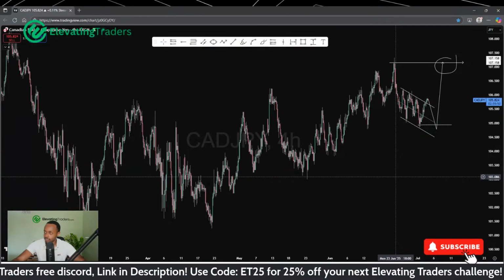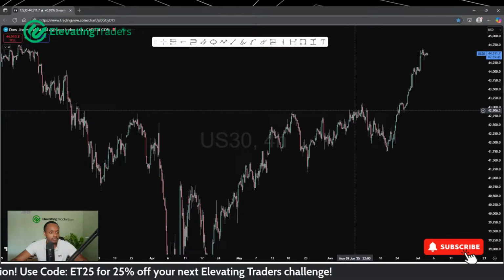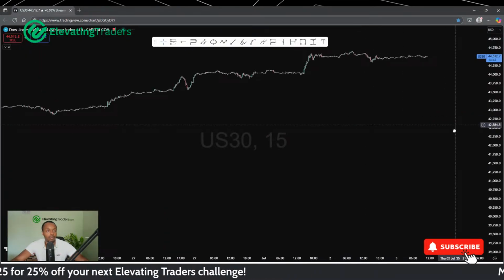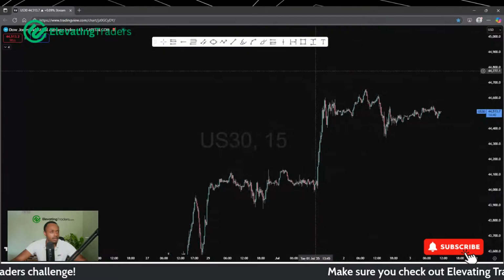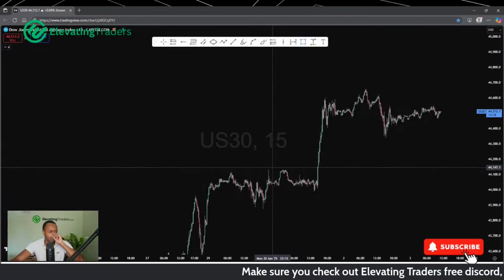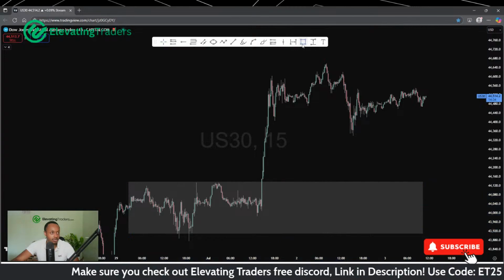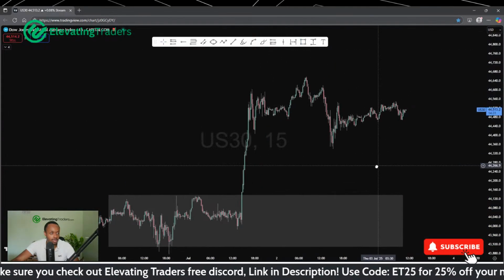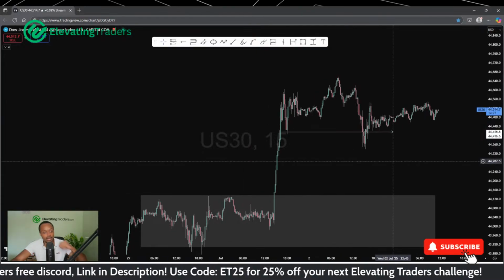US 30 on the 15. So yeah, still looking very bullish. We had a look at US 30 on the 15 yesterday, didn't we? I talked about the retest of this range here as a possibility, if we could break to the upside, but we didn't. And I also talked about the retest of this low here, which actually played out okay.